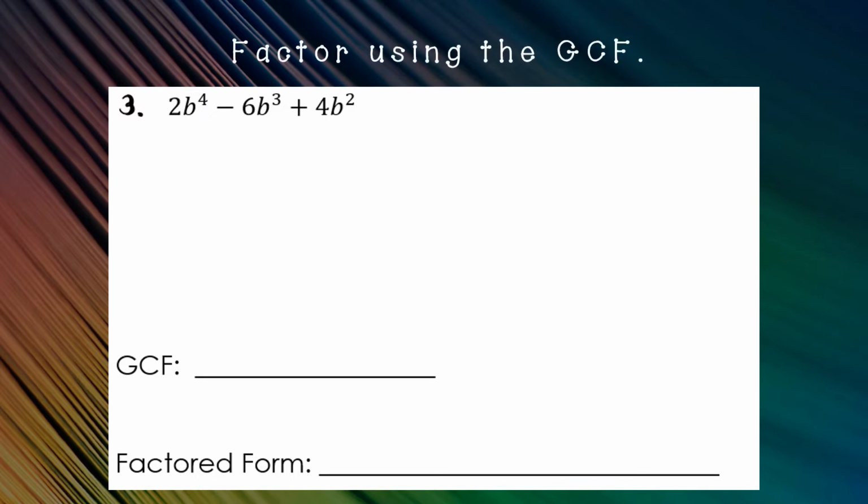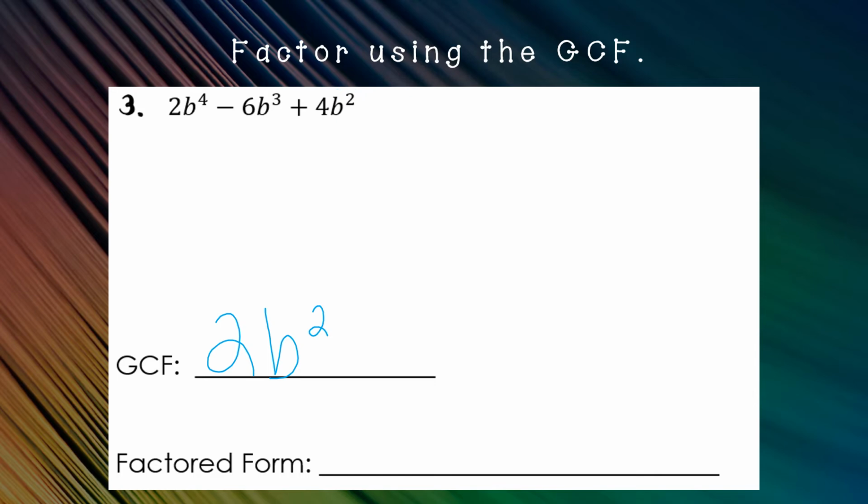All right, so now let's look at 2b to the fourth minus 6b cubed plus 4b squared. In terms of numbers 2, 6, and 4, those are all divisible by 2, so 2 will be part of our GCF. Now let's look at the b's. Do they all have at least one b? Yes, they do. Do they all have at least b squared? Yes, they do. Do they all have at least b cubed? No, they don't, because that last one right there is just b squared, so I cannot take more than b squared out of all of them. So my GCF is 2b squared.